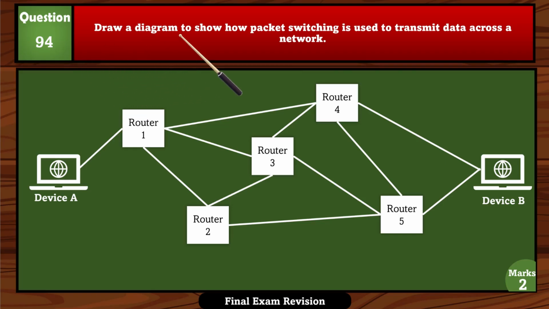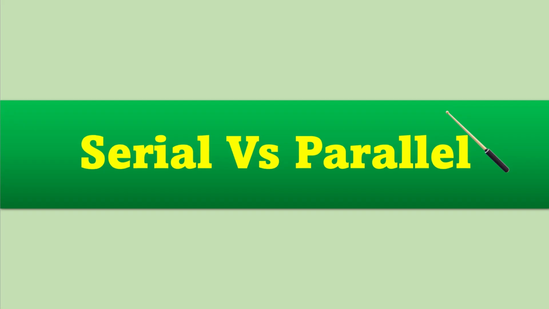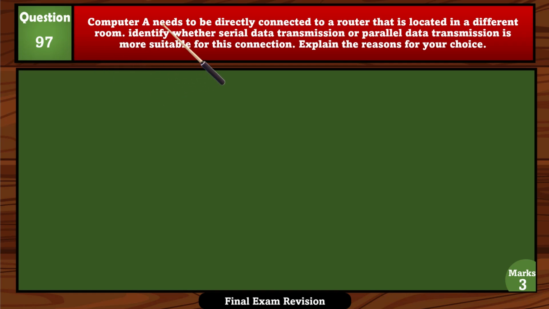Question 94. Draw a diagram to show how packet switching is used to transmit data across a network. So here's a simple diagram. You have a device A, device B, and in between you have different routers. Okay. Topic 30, methods of data transmission. Let's first discuss the question related to the serial versus parallel. Question 97, computer A needs to be directly connected to a router that is located in a different room. Identify whether serial data transmission or parallel data transmission is more suitable for this connection. Explain the reason for your choice.